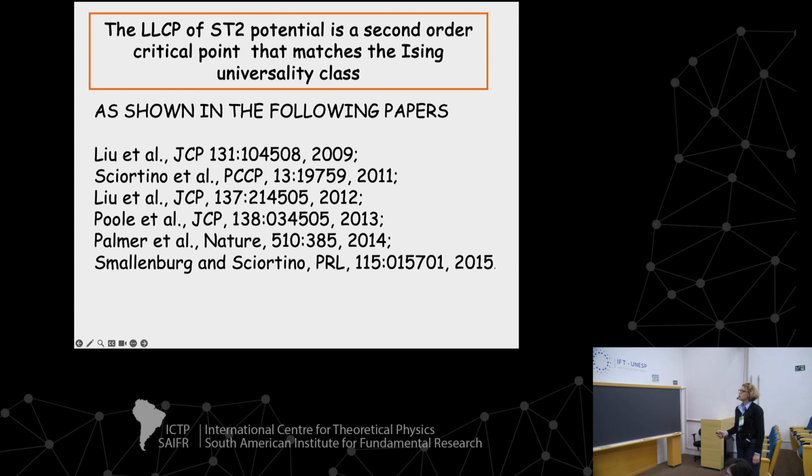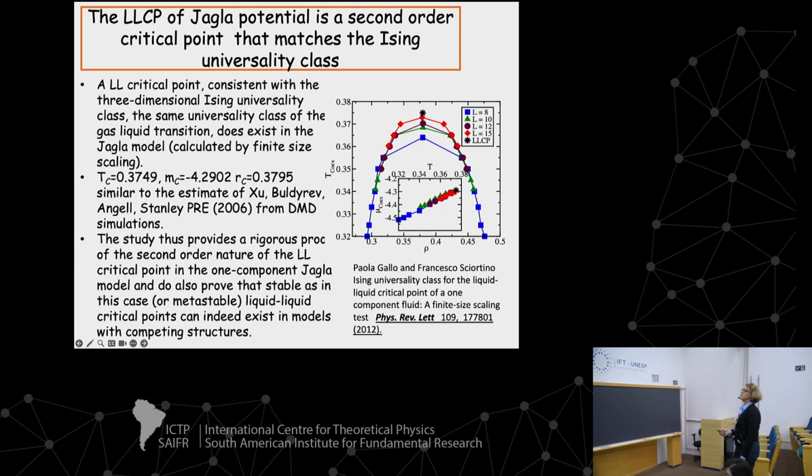Rigorously, it was shown in all the following papers that ST2 has a second-order critical point, similar to the liquid-gas, that belongs to the Ising universality class. For those who are experts of critical phenomena, you know that critical points have universality classes. Most of them that we know are Ising. And also the liquid-gas is Ising. And also the liquid-liquid with the experiments is Ising.